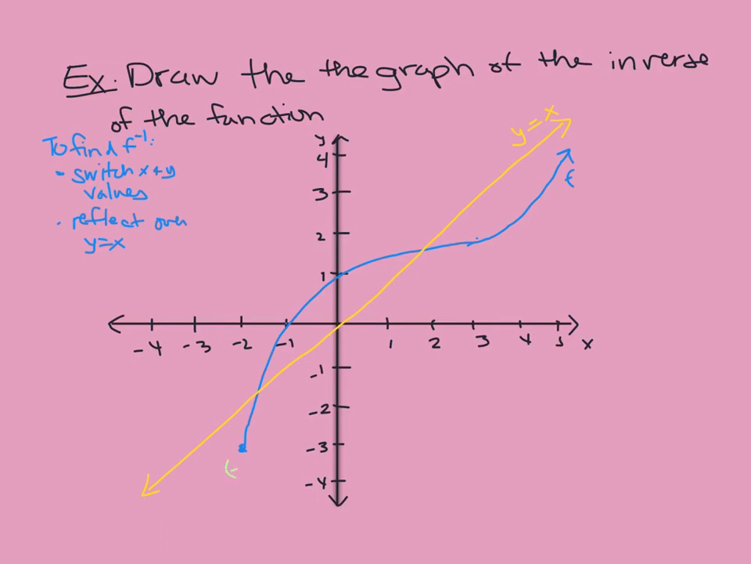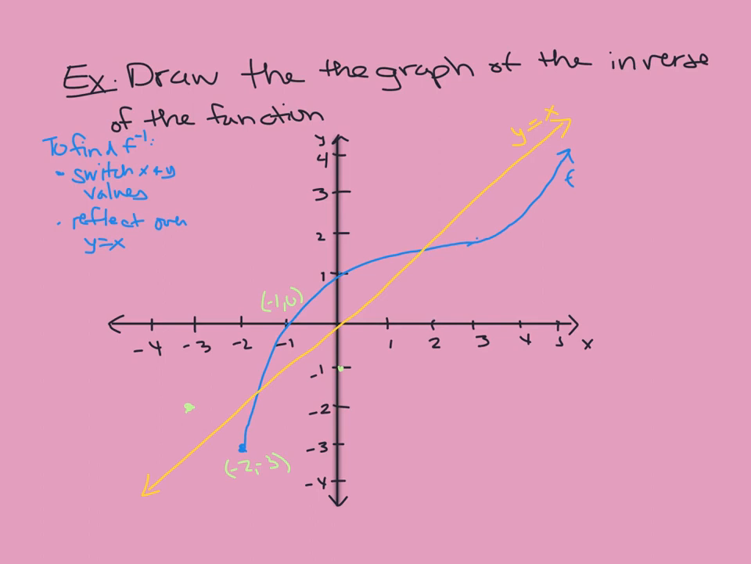So I'm going to start, this point is -2, -3. The point that corresponds to that on my other graph is going to be -3, -2. So that's the point on the inverse that corresponds to that. I have a point at -1, 0. My inverse has a corresponding point at 0, -1.